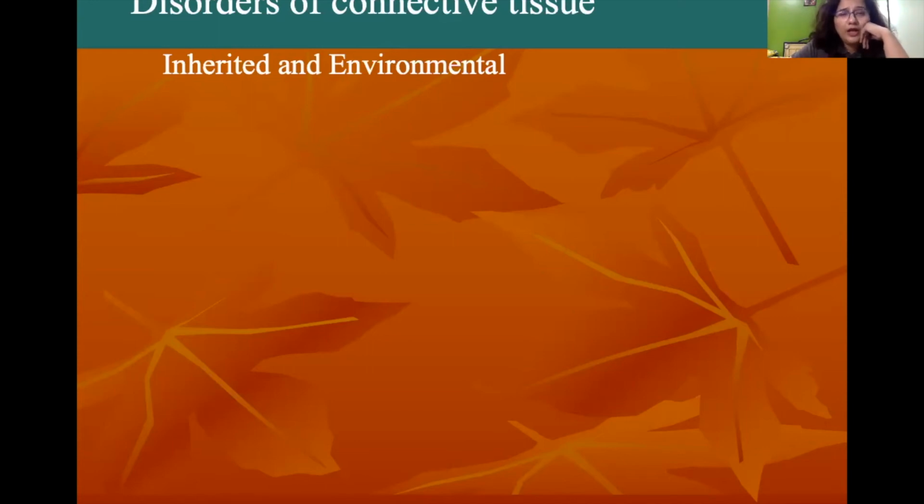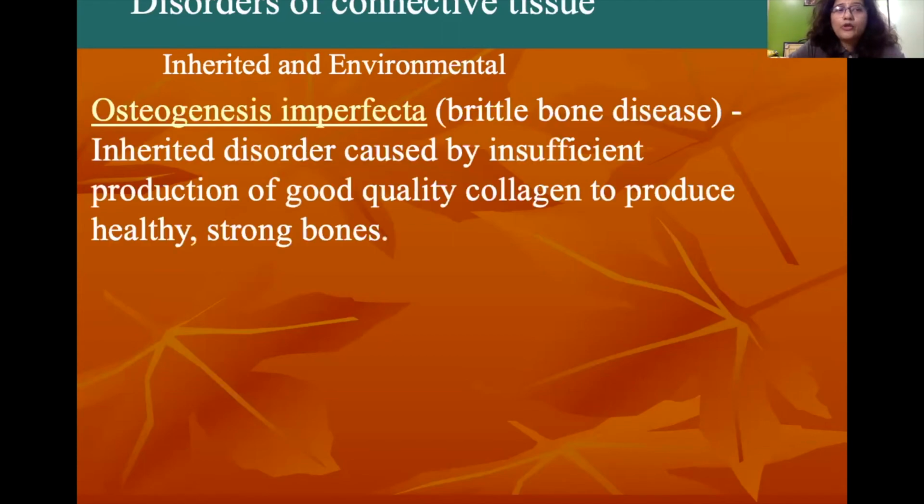So we are discussing a few of the genetic disorders. First of these is osteogenesis imperfecta. Another name of this disease is brittle bone disease. You can easily guess that in this disease bones are brittle, so there is more tendency of fracture. This is an inherited disorder, autosomal dominant, and it is caused by insufficient production of good quality collagen to produce healthy and strong bones.